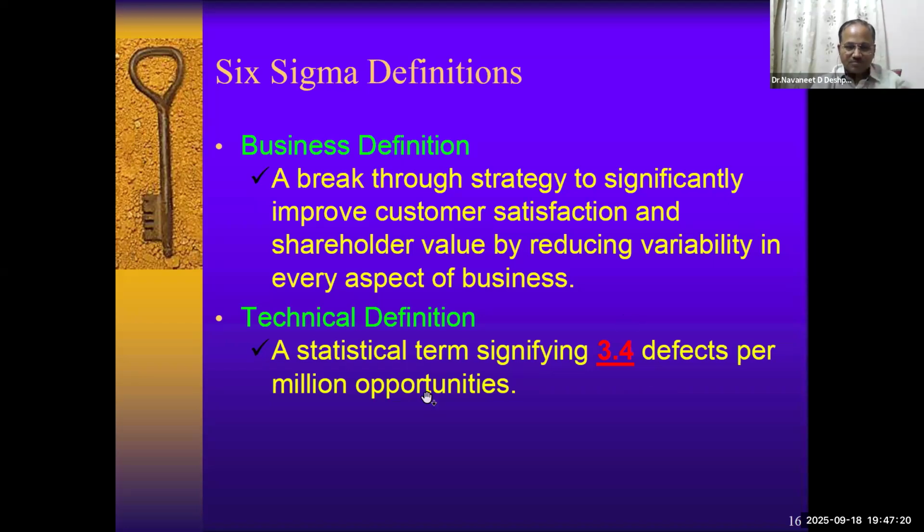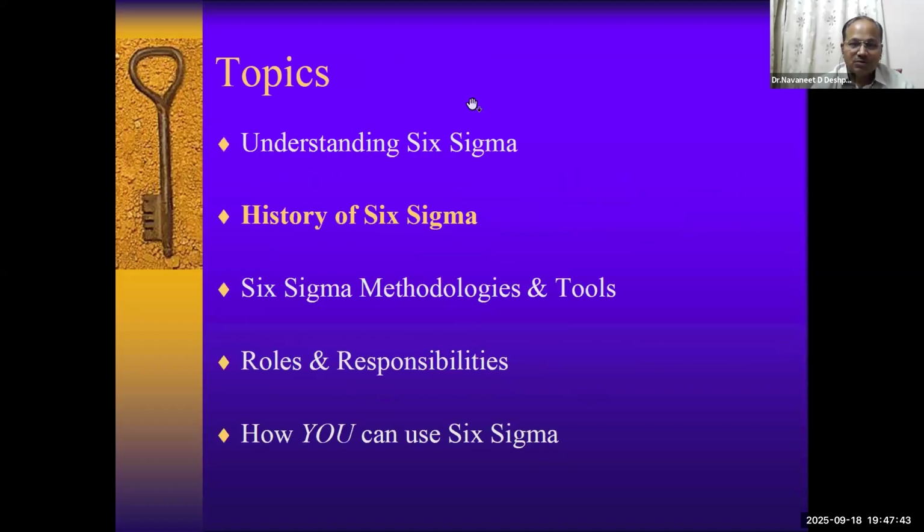So basically, every opportunity in every aspect, administration, sales and marketing, HR, finance, everywhere, should normally come to around 99%, as we just now saw. So 3.4 defects can be allowed at the maximum for every million. Million means 10 lakh opportunities. Now that was about understanding Six Sigma. Now let's go to the history of Six Sigma.